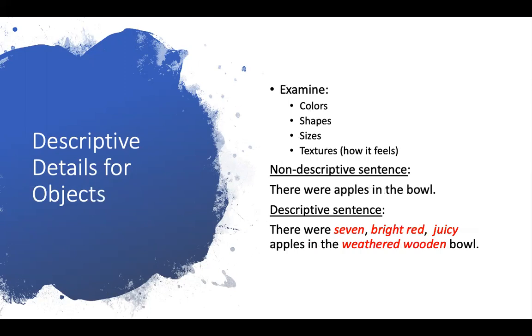So some descriptive details for objects examine colors, shapes, sizes, and textures, so how it feels. An example of a non-descriptive sentence here is: there were apples in the bowl. A descriptive sentence would be: there were 7 bright red, juicy apples in the weathered wooden bowl. So here we have a visual image of how these apples look, how they probably feel, how many there are, and what kind of bowl, and how the bowl feels.